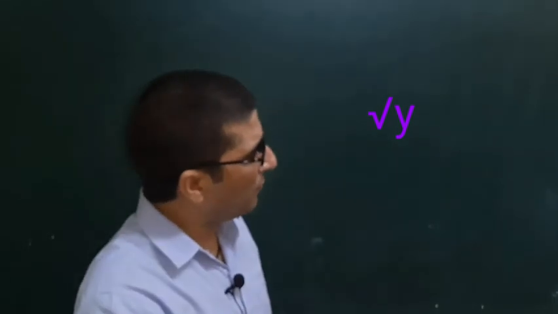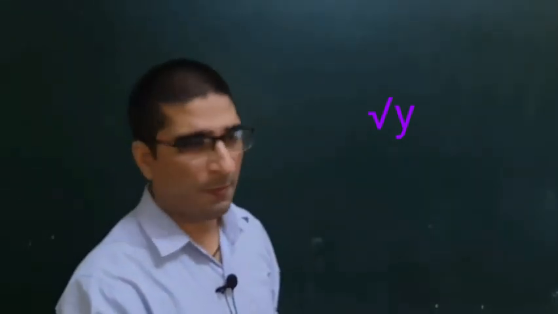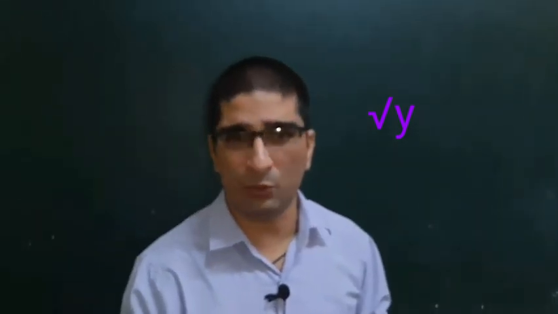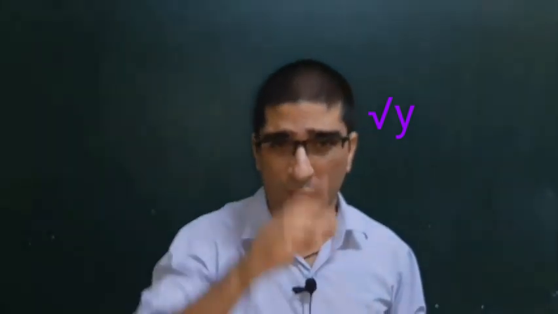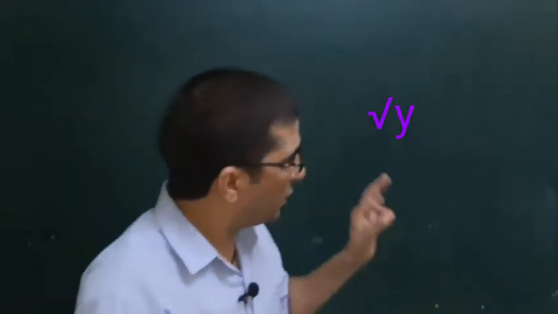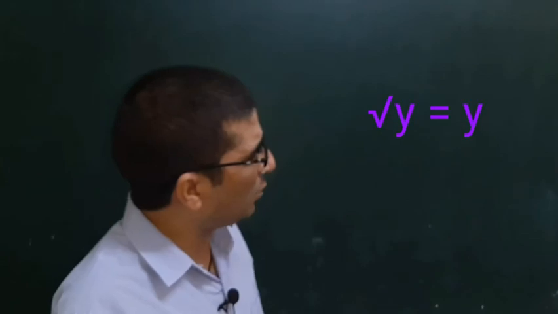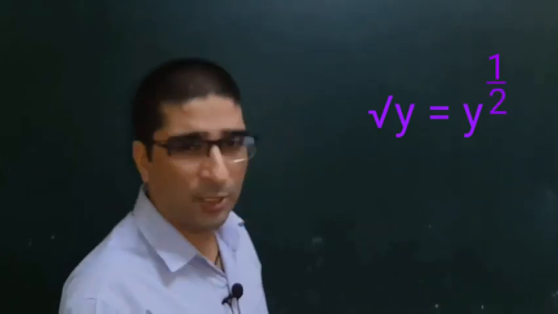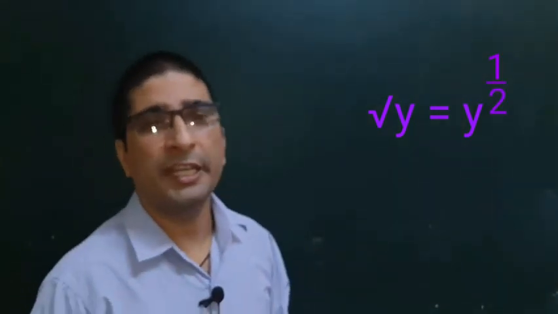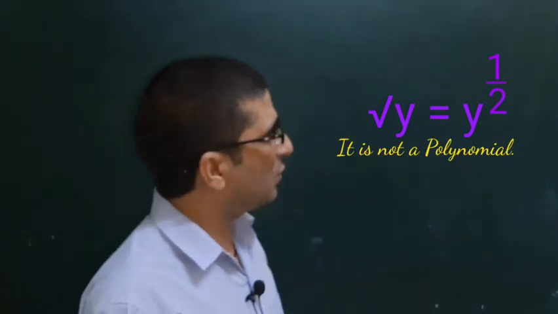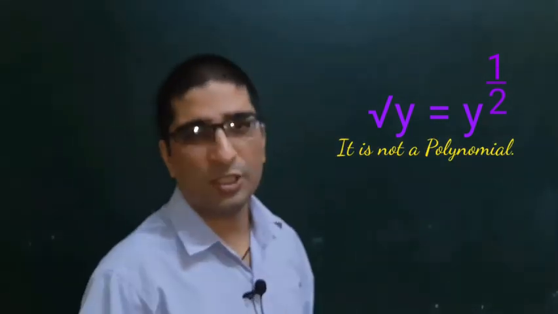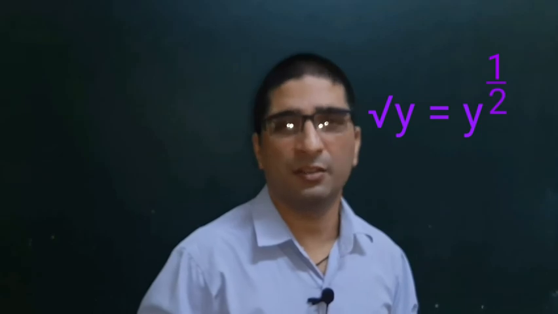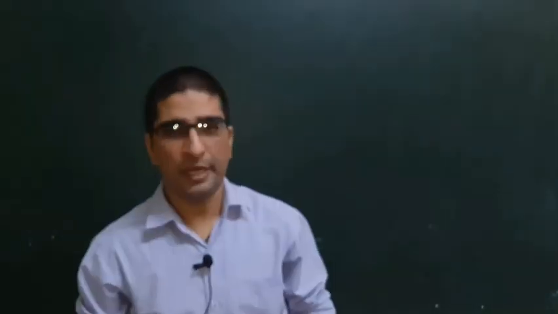Square root of y, suppose y is a variable. But square root means to the power 1 by 2. So square root of y is equal to y to the power 1 by 2. 1 by 2 is not a whole number. That is why the square root of y is not a polynomial. Okay, so understood? Thank you.